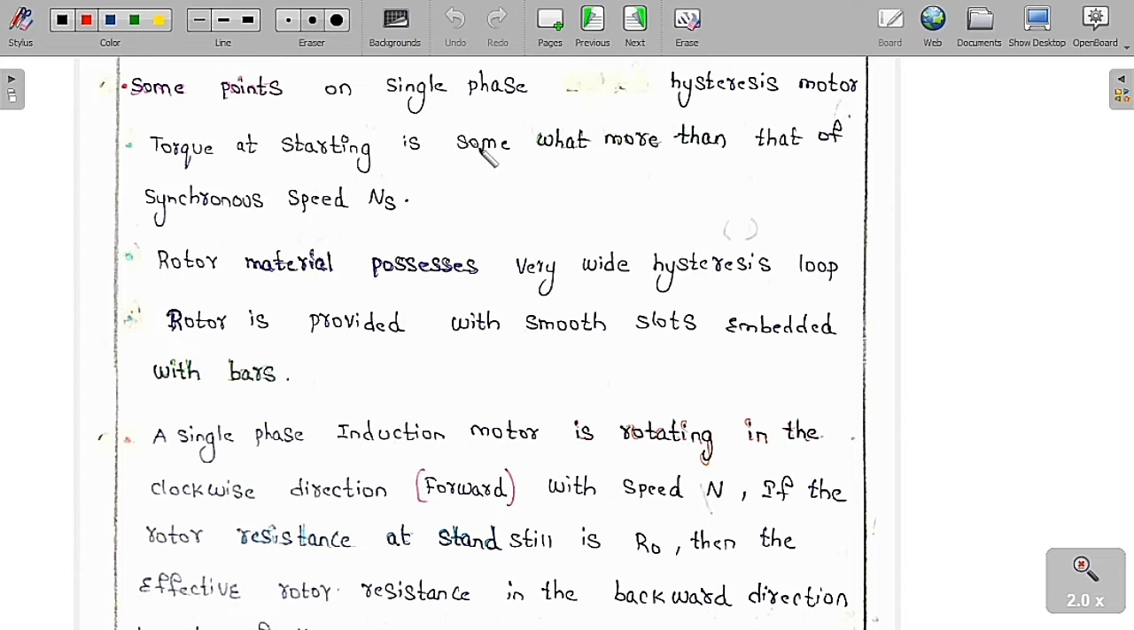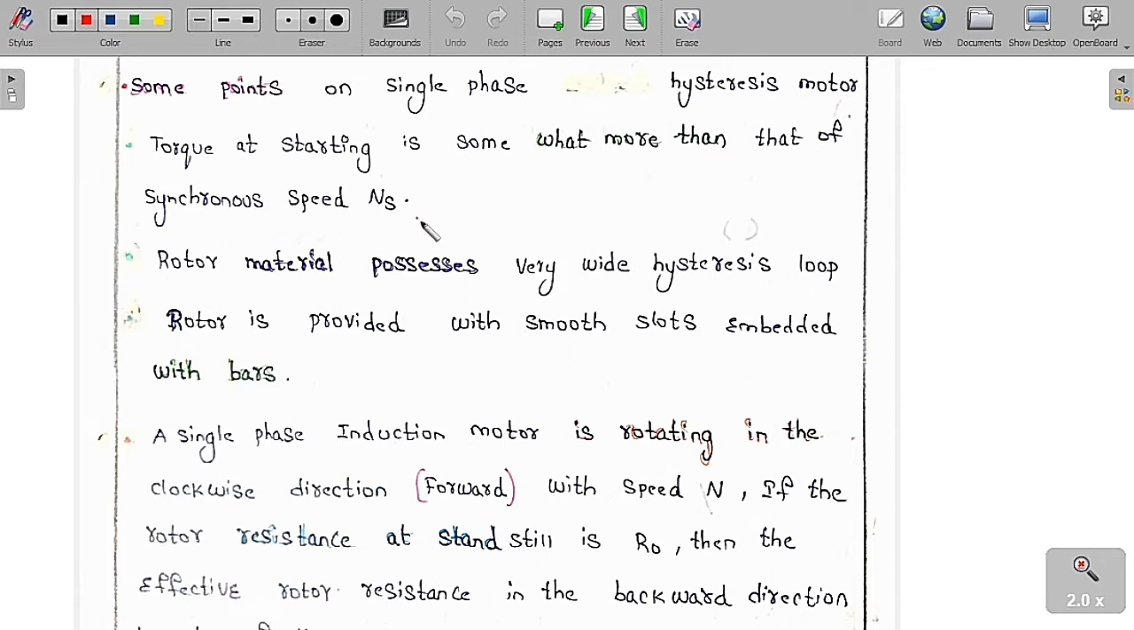The torque at starting is somewhat more than that at synchronous speed Ns. So we can say the starting torque is somewhat higher when compared to the torque at synchronous speed.